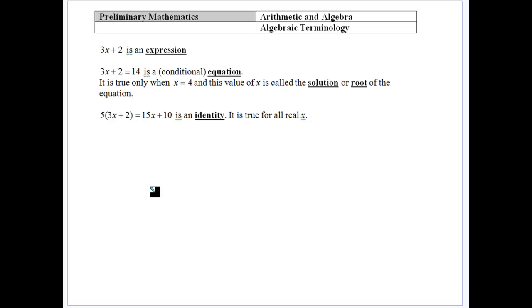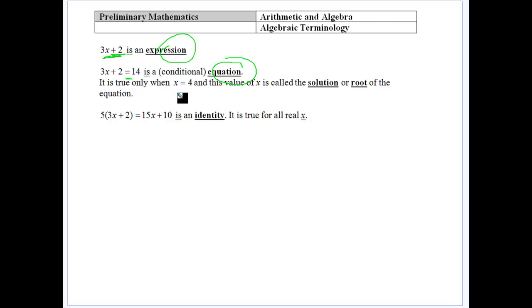So, when we talk about the algebraic terminology, we've got a few ways to describe different things in algebra. The first one we talk about is an expression. That's what an expression is, 3x plus 2. It's got no equal sign in it. When we get an equal sign in it, we call it an equation. So there's a difference between an equation and an expression. Basically, we can write two things either as an expression or an equation.